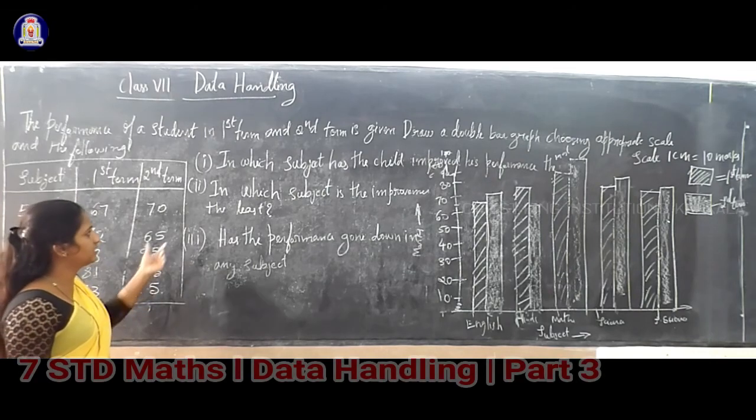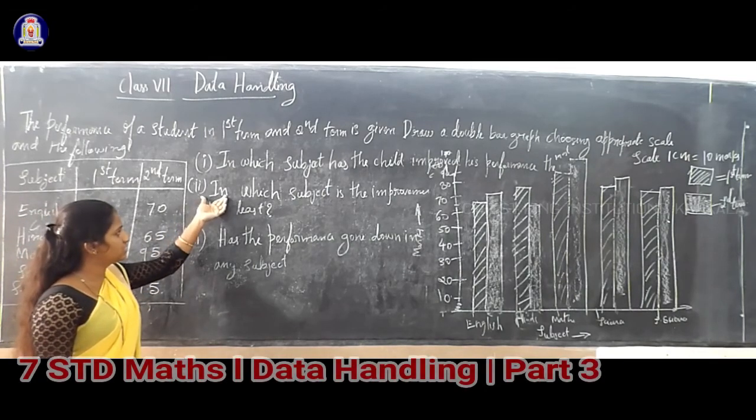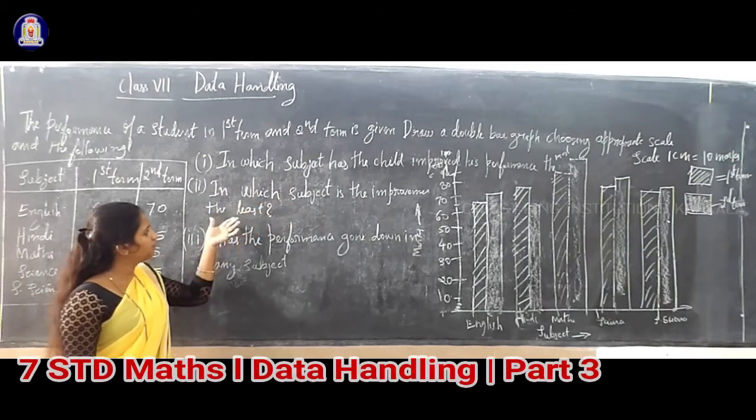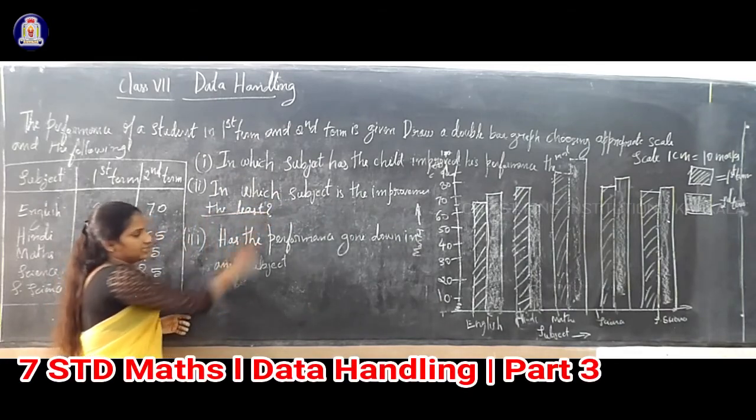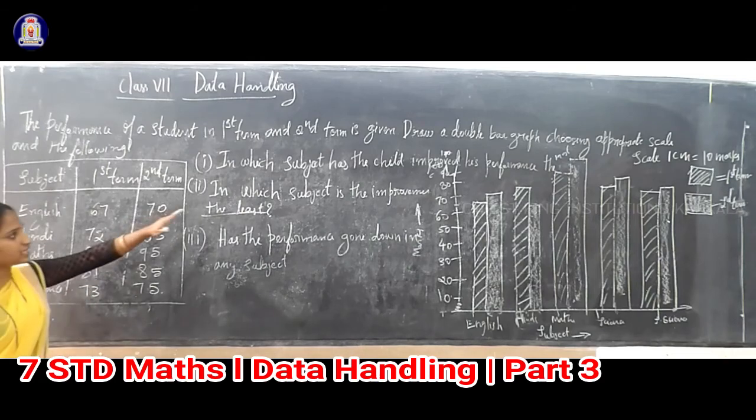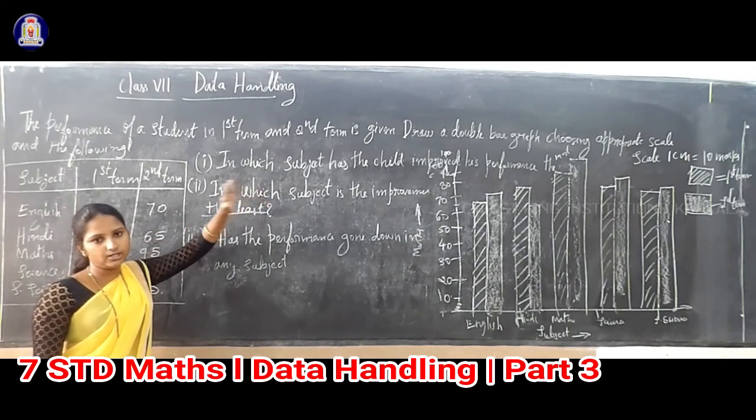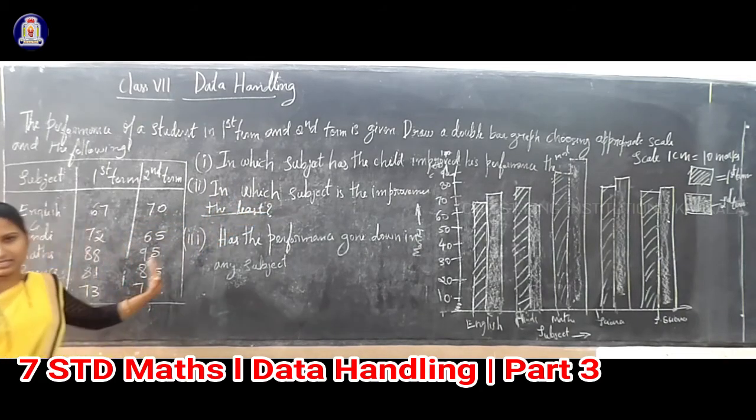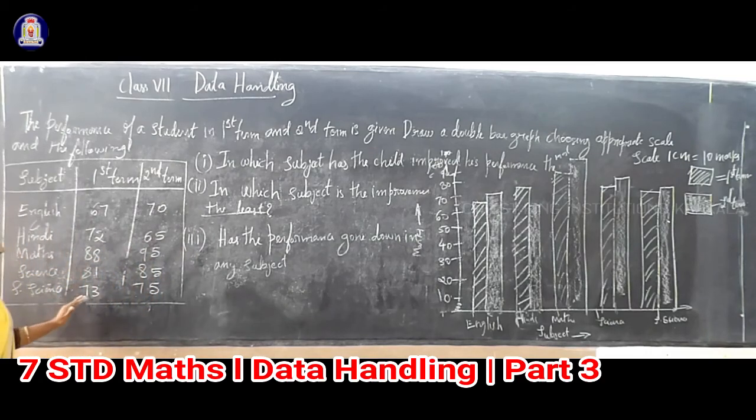Okay, science 81 to 85, but in social science 73 to 75, only 2 marks are increased. So what we can say? The second question is, in which subject is the improvement the least? The least is in social science. So you write the second answer: social science. Only 2 marks are increased, right? So that is the least performance.